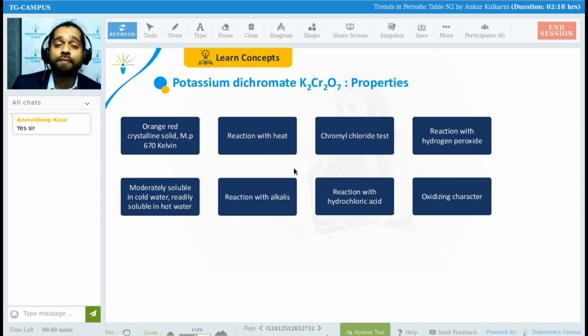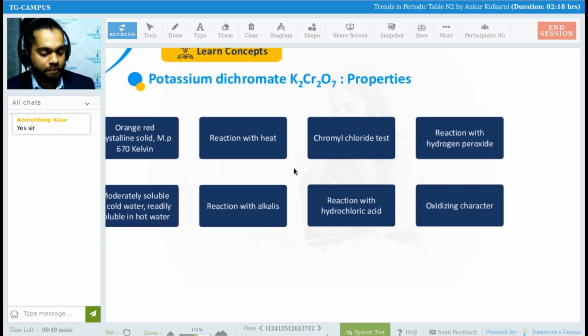Now there are some of the properties. Few we know. Have you ever seen potassium dichromate in your lab? What color is it? Let me show you. Potassium dichromate. It looks like this. It is orange red.